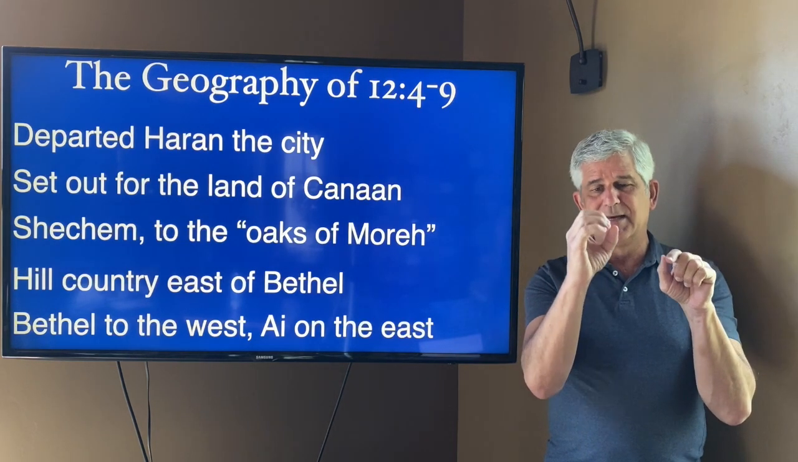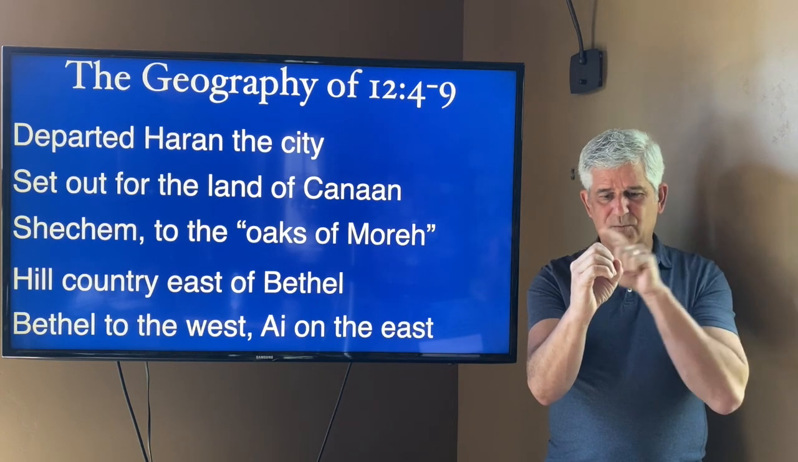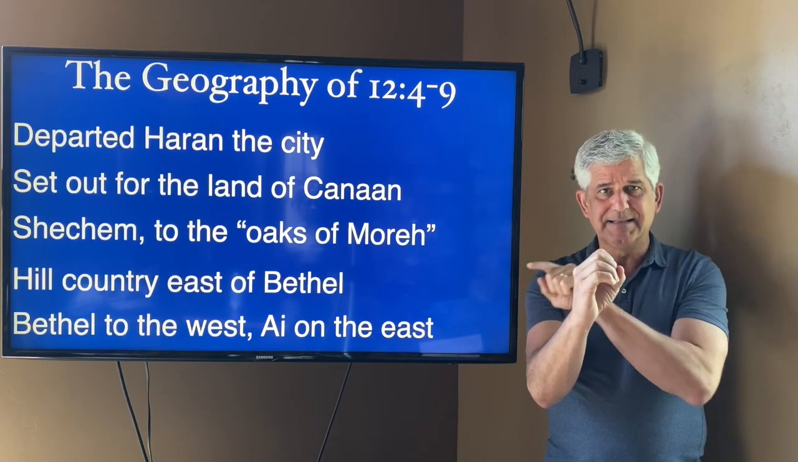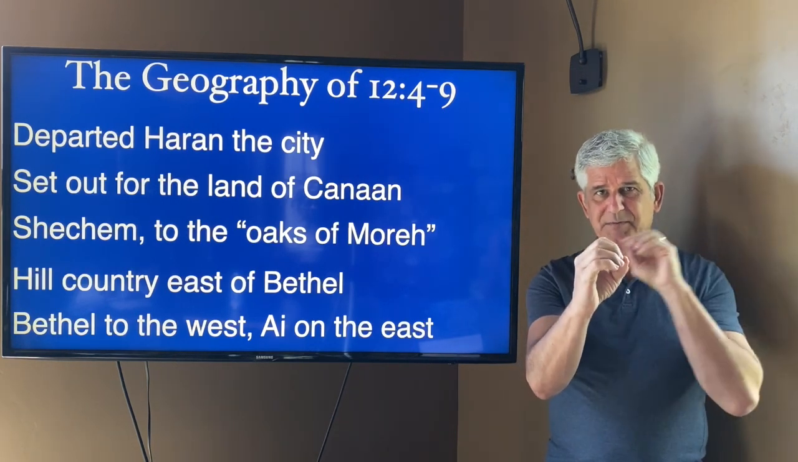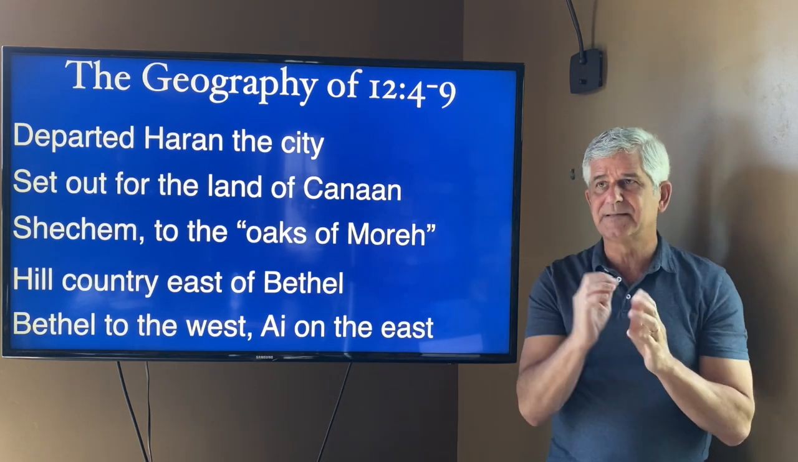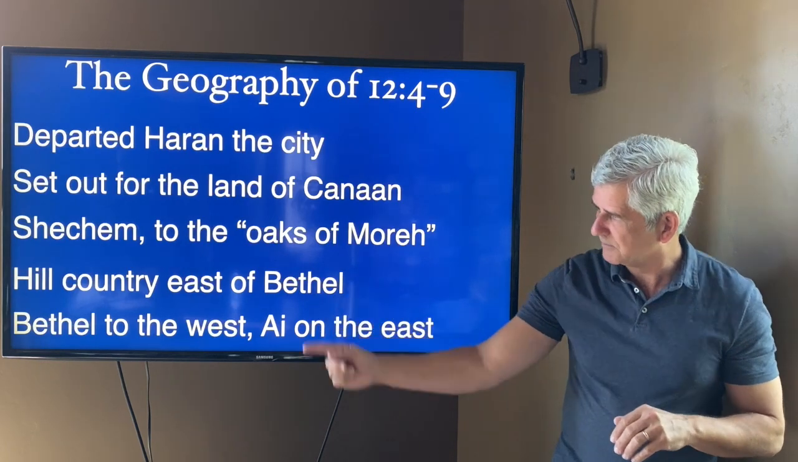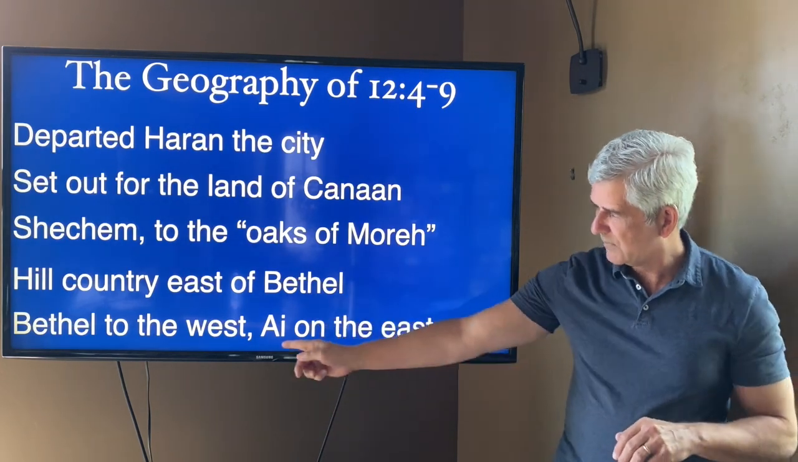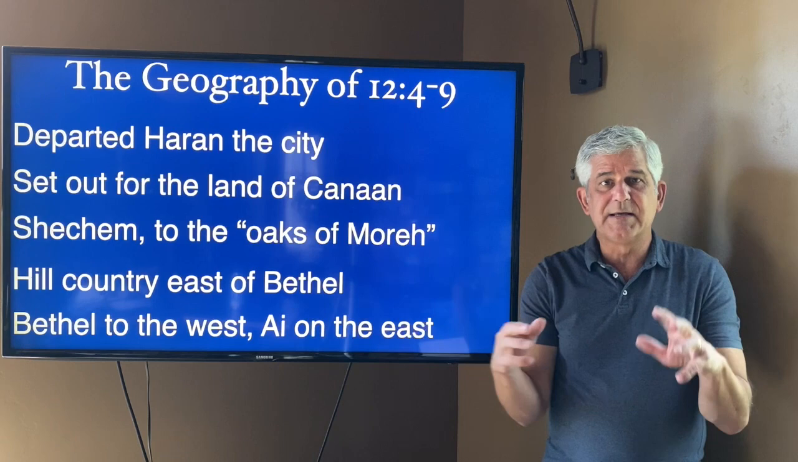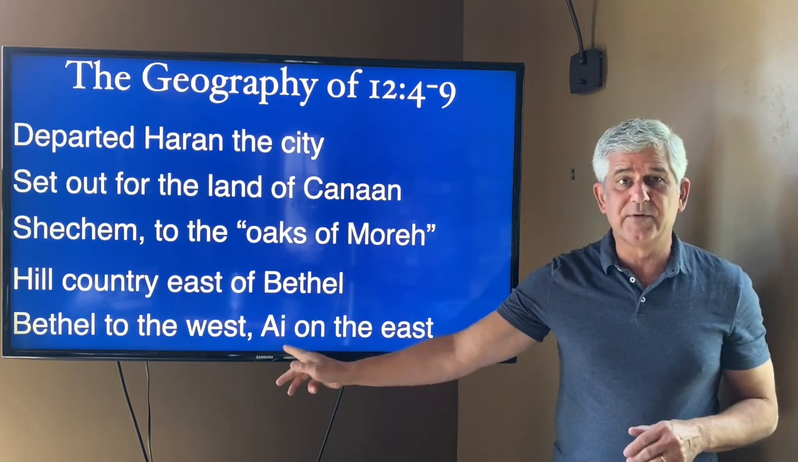It's working for me. East of Bethel and west of Ai. So you have Bethel on the west of this place, Ai on the east of this place. And I love the name Ai. If you ever think AI is a new thing, it was already here in the book of Genesis.